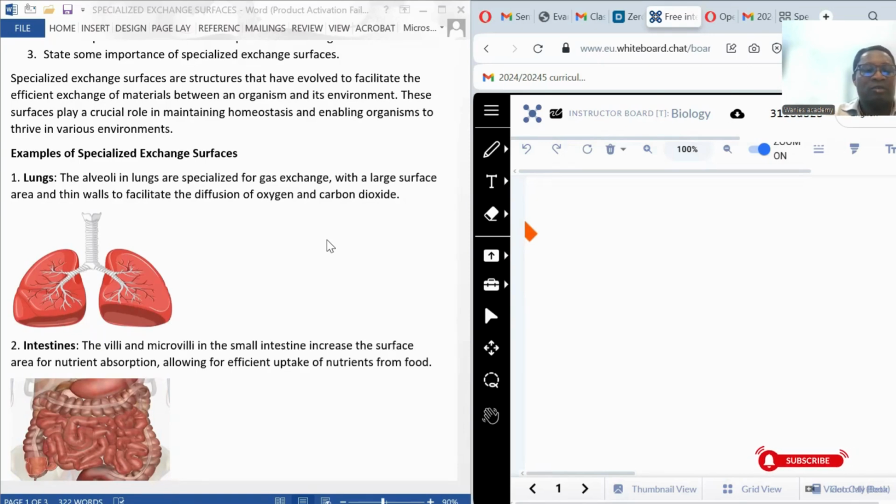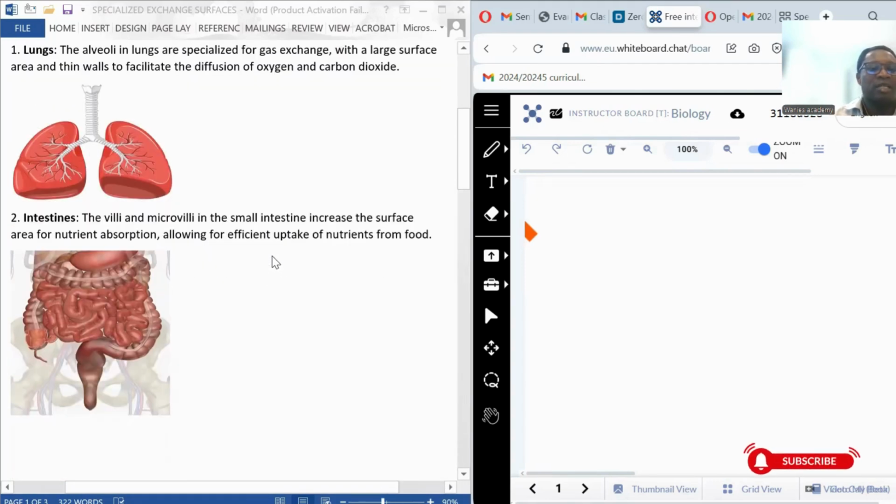In one of our topics, we talked about surface area to volume ratio. So the size of the lung in multicellular organisms also facilitates the exchange of materials between the external body and the lungs of living organisms.